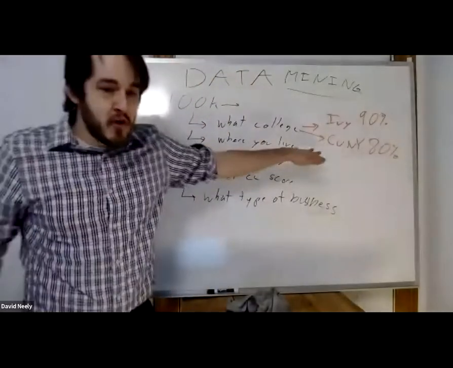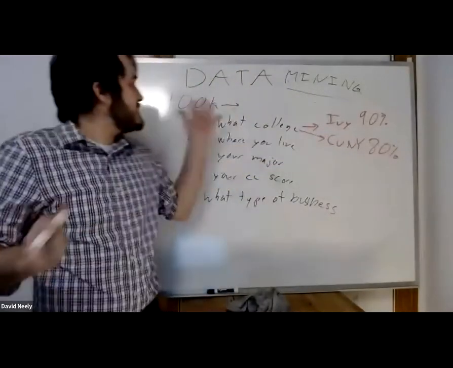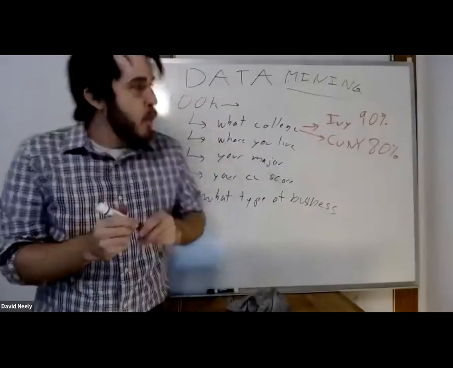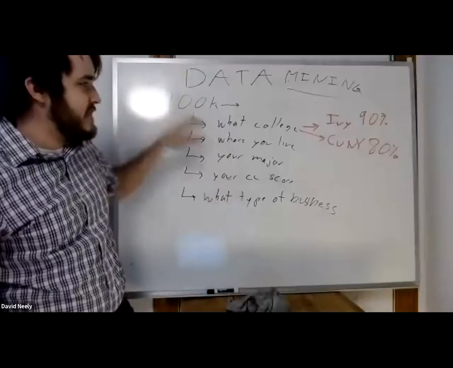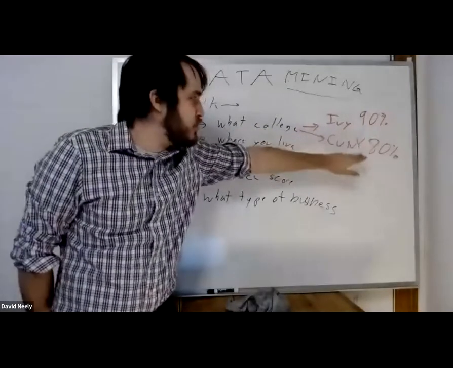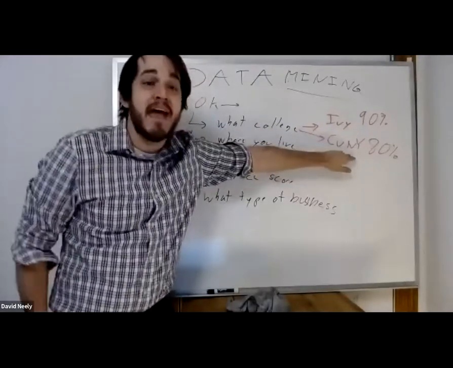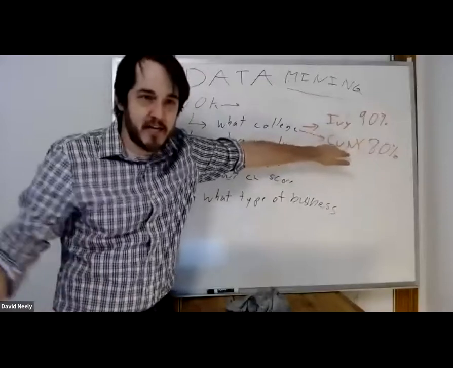So if you're a bank and you have $100,000 to give, who are you going to be more likely to give it to? The person who went to the Ivy League school or the person who went to the CUNY school? If you have to make a quick and dirty decision. The Ivy League. Yeah, you give it to the Ivy League.